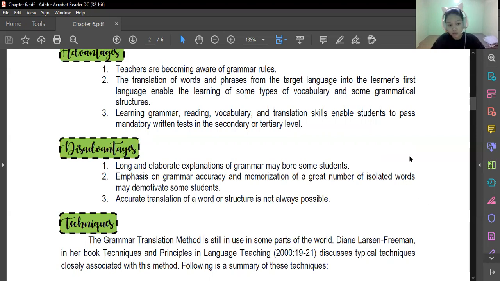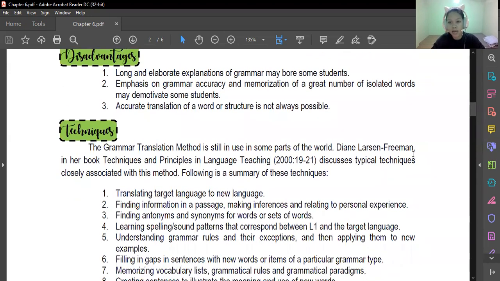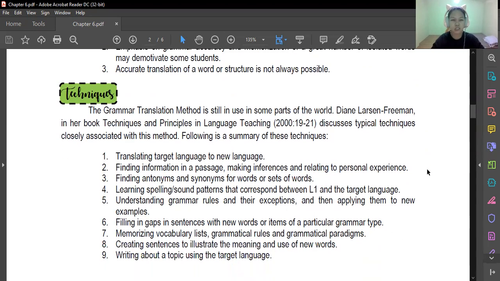Now, what are the techniques to remember? Techniques that you can apply inside the classroom when you're using GTM. Now, the grammar translation method is still in use in some parts of the world, even here in the Philippines. Diane Larsen-Freeman, in her book Techniques and Principles in Language Teaching, discusses typical techniques closely associated with this method. So the following is a summary of these techniques. First, translating target language to a new language, finding information in a passage, making inferences and relating to personal experience.